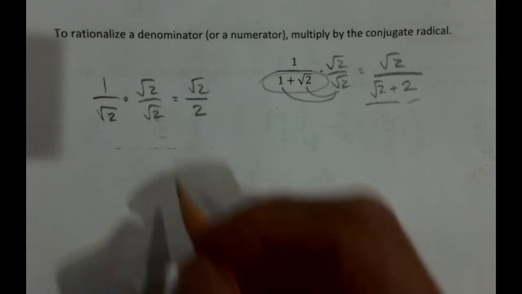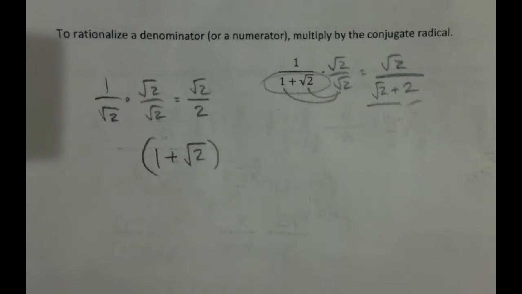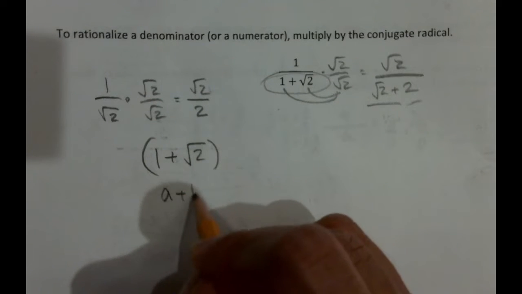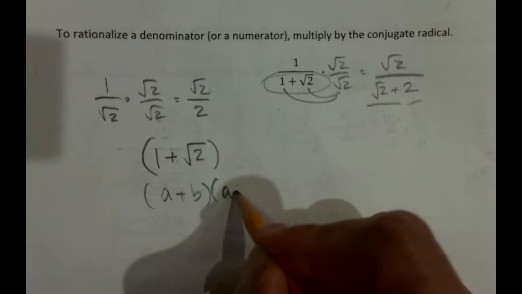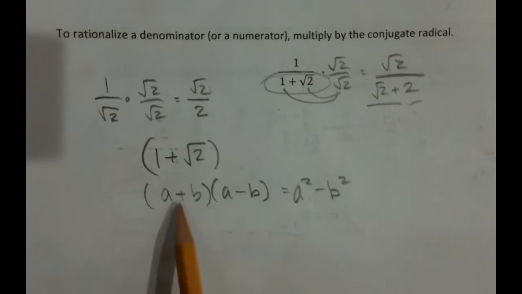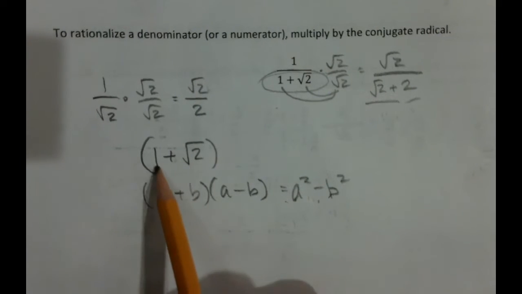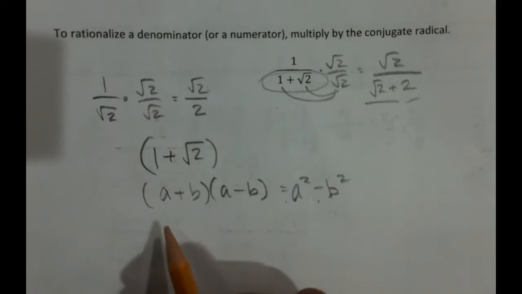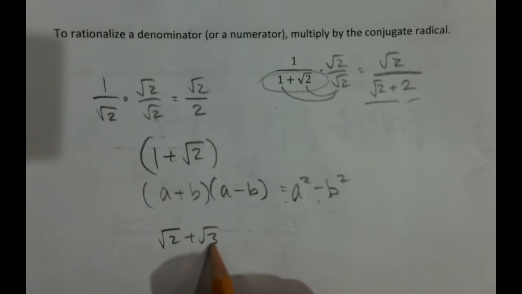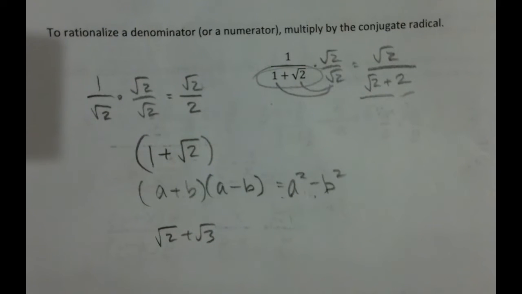What I'm going to rely on, actually, is the fact that if I have a plus b, and I multiply by a minus b, I'll end up with both of those terms squared, which will take care of roots no matter where they are. Maybe I have two roots. What would I do with that? Well, I can multiply by what is called the conjugate radical.